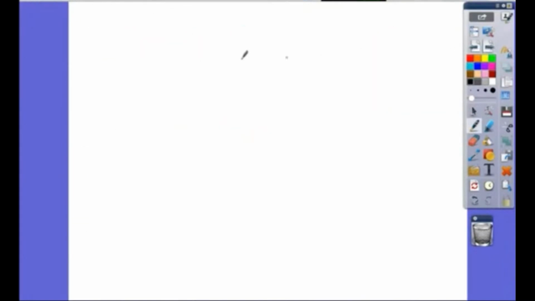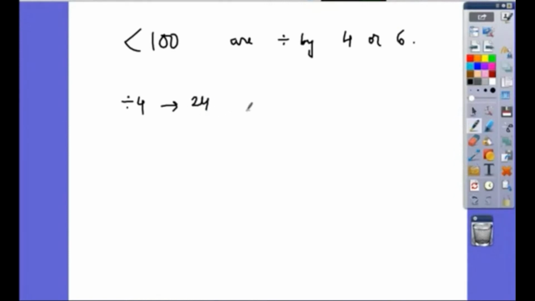See, for example, if I say how many numbers less than 100 are divisible by 4 or 6, what do we do? First we'll take divisible by 4. How many are there? 4 times 25 is 100, right? So one less. That's 24. 4 times 24 is 96, the last number. Divisible by 6. 6 times 16 is 96. 16. Now when you're subtracting, you add these two and you have to subtract the repetitions, right?